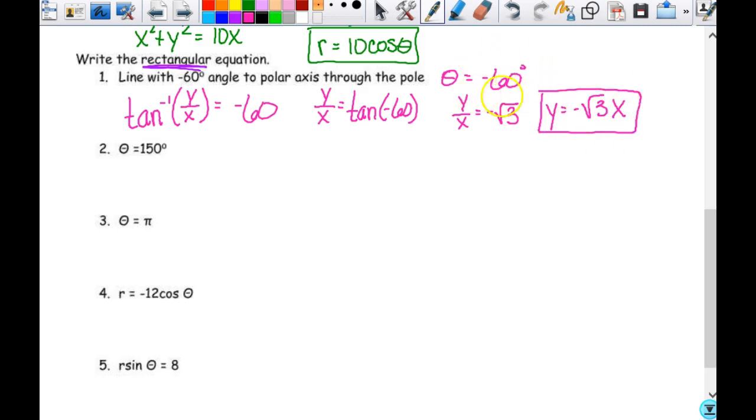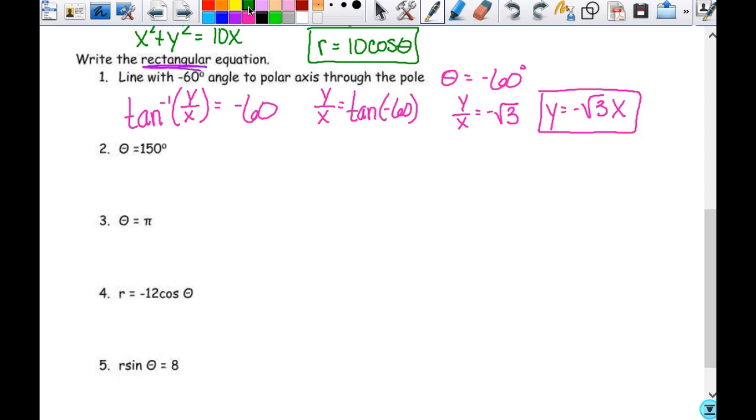All of this is, to get it out of here, if it's theta equals, your slope here is the tangent of whatever your angle is. That's all that's happening. So same thing here. My slope is just the tangent of 150, and it's a y equals something x type of line because it's passing through the pole, which means my y-intercept is at 0.